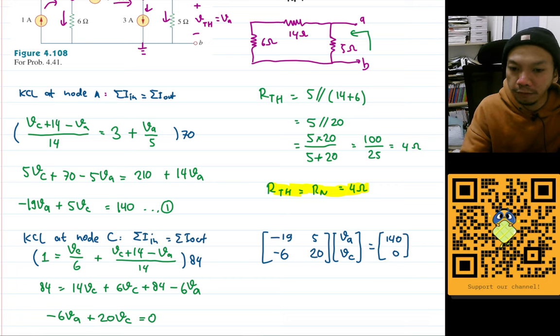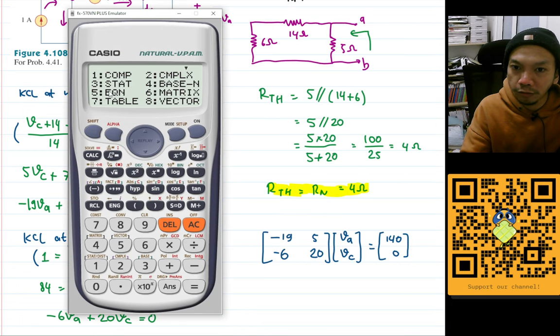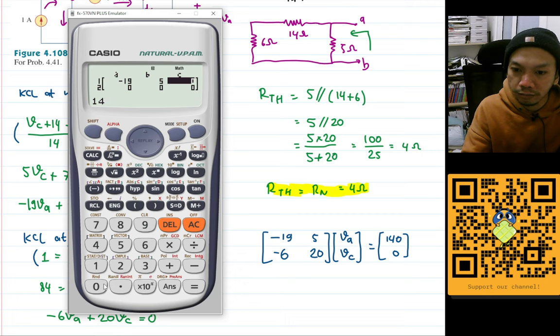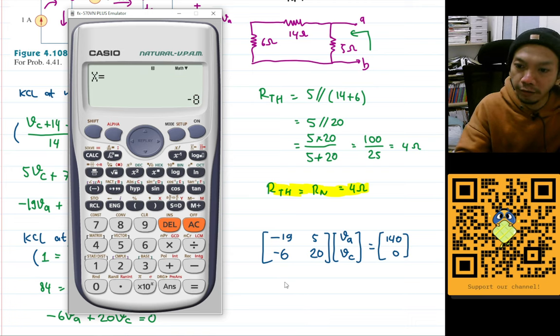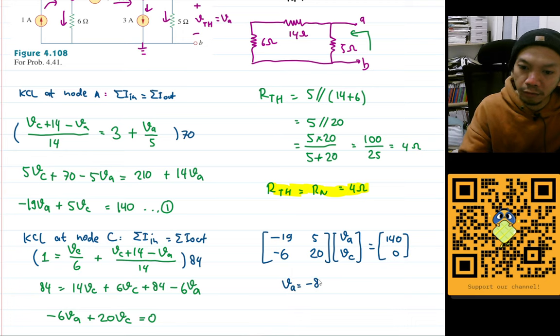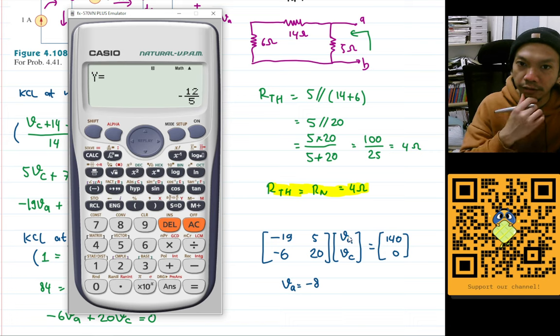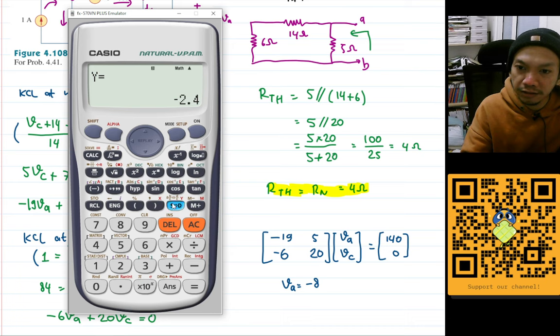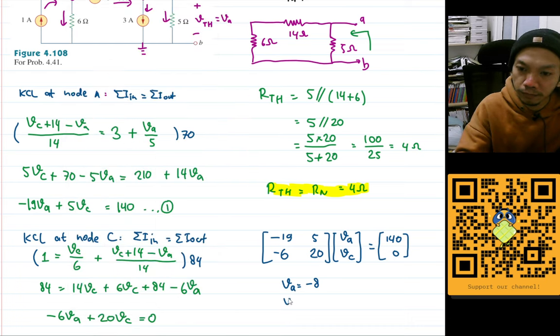Okay, let's use the calculator for solving the equation. Set up the calculator to equation mode. And we need to solve two variables, so number one, and then minus 19, 5, 140, and then minus 6, 20, and 0. So VA is minus 8. And then VC is minus 2 over 4, which is minus 2.4. Yeah, 2.4. And the unit will be volt.